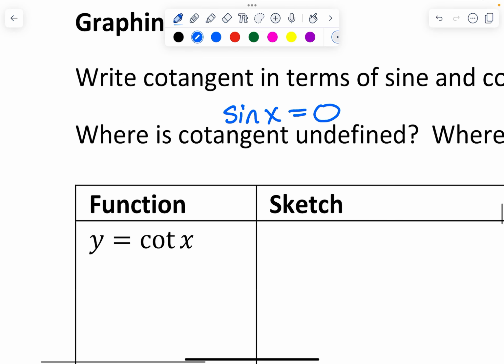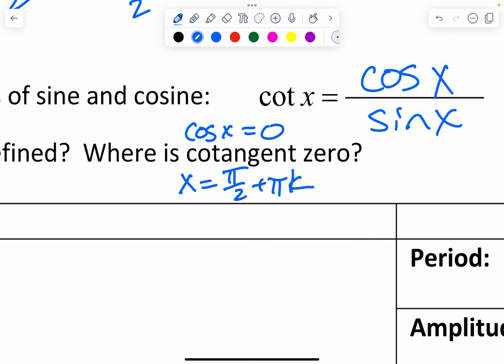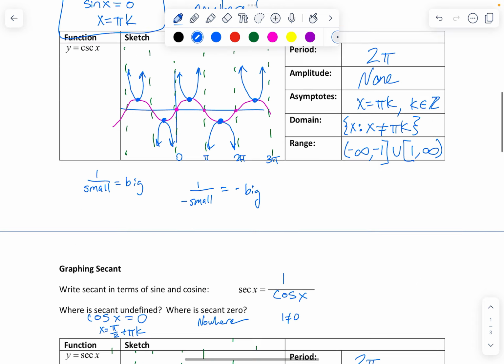Well, when does sine of x equal 0? At pi k. When is cotangent 0? That's when the numerator is equal to 0. Well, when is cosine equal to 0? At pi over 2 plus pi k. If you forgot those, you could go back to that very first chart and see that I was right.